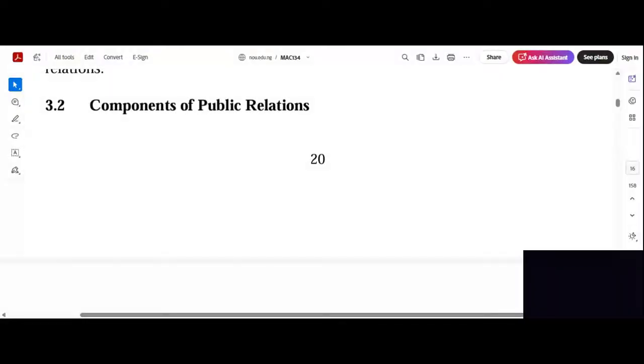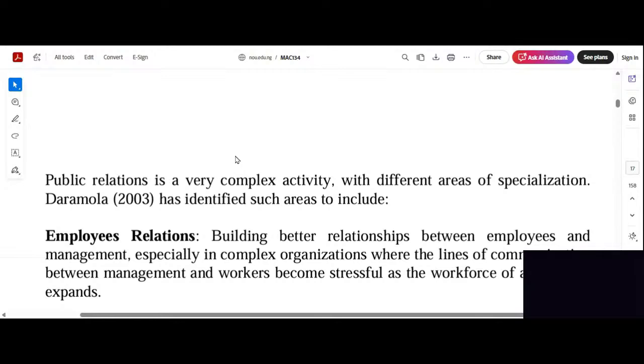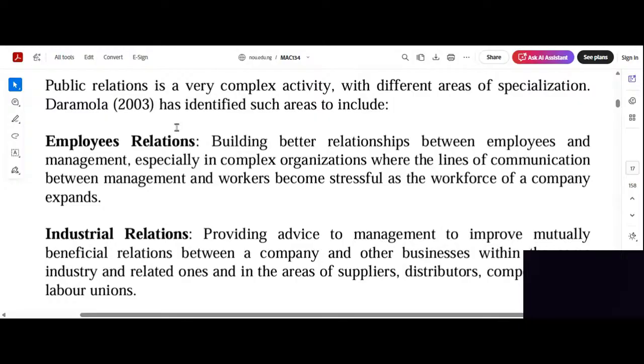Now, the principles that guide or allow for public relations. So today our concept is components of public relations. And we'll be talking about the different categories of applications where public relations is useful. Public relations is a very complex activity with different areas of specialization. Daramola in 2003 identified some of those areas of specialization as follows. One, employees relations.